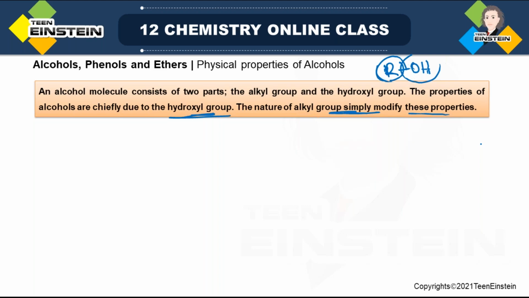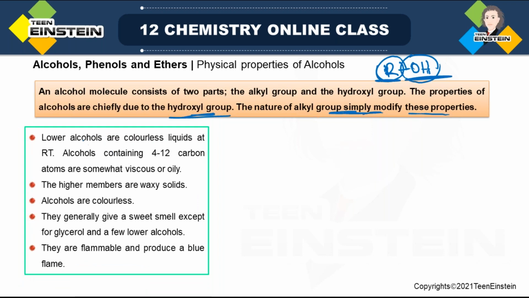That is not true. It will also modify the properties in a simple way. So the main role is for OH, but the R group can also play some role, because the R group may be a very long chain, it may be a short chain, it may contain some branching or may not. Depending on all these factors, it can modify these properties.